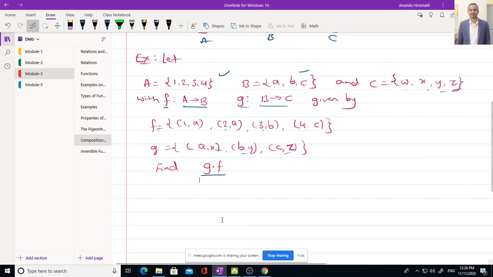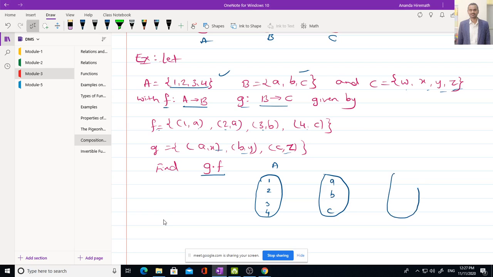Now let us try to put it in a diagram so that it will be more clear for you. Let us assume this is A. What are the elements of A? 1, 2, 3, 4. Well, what are the elements of B? a, b, c. These are the three elements of B. Then C: w, x, y, z. It is C.